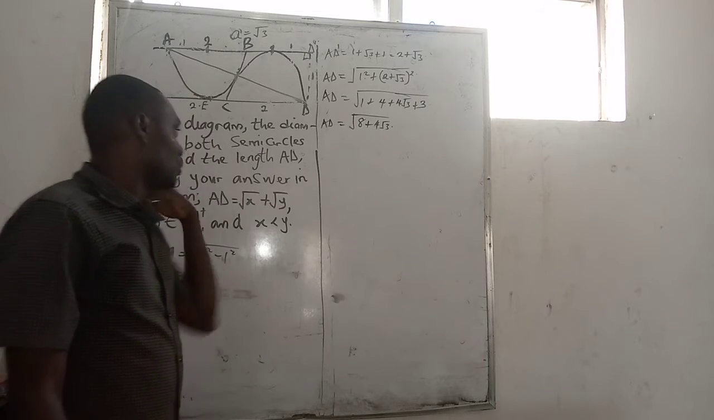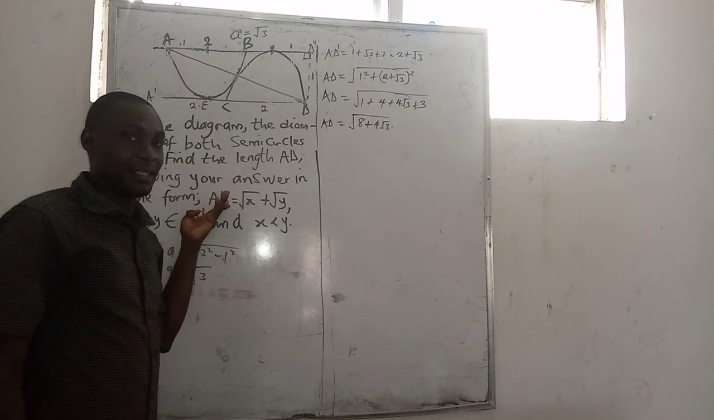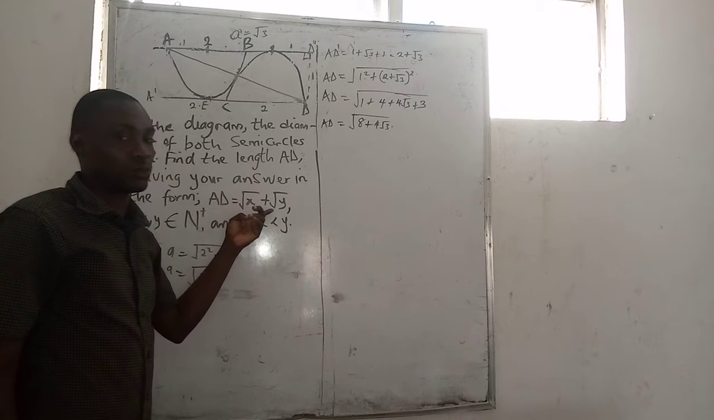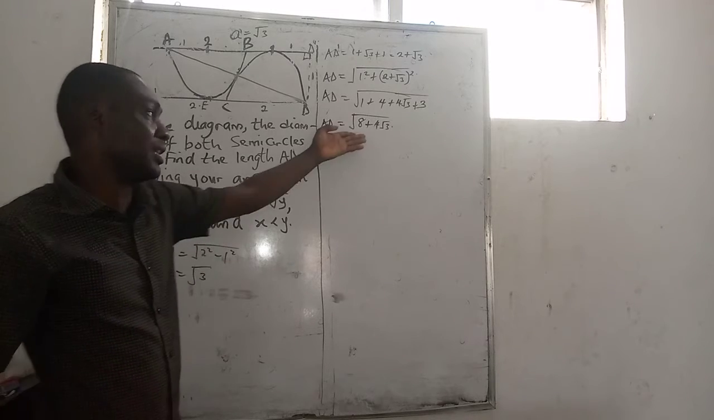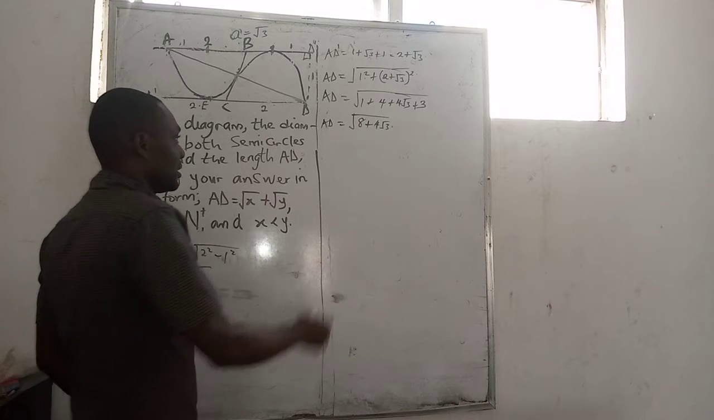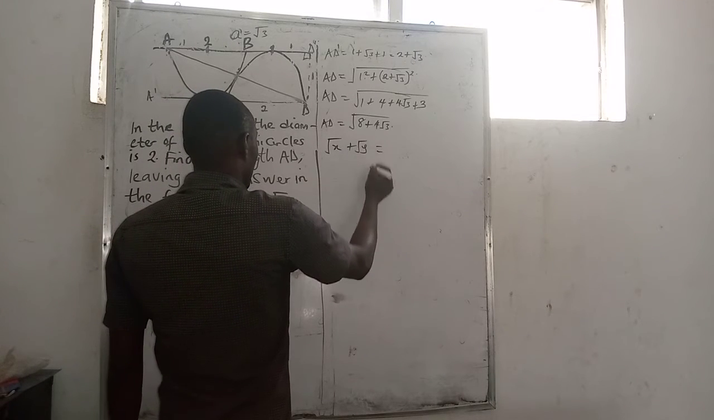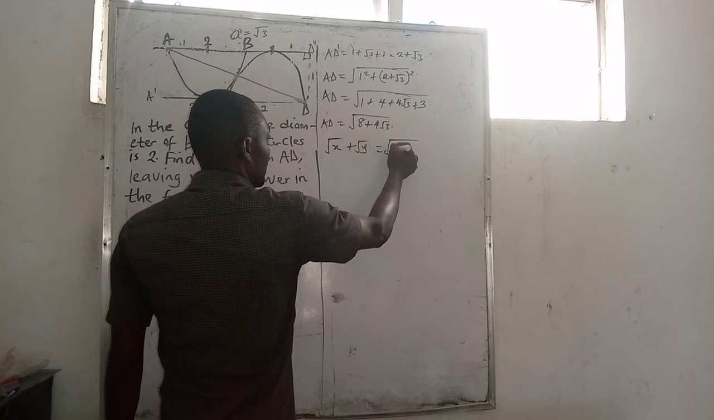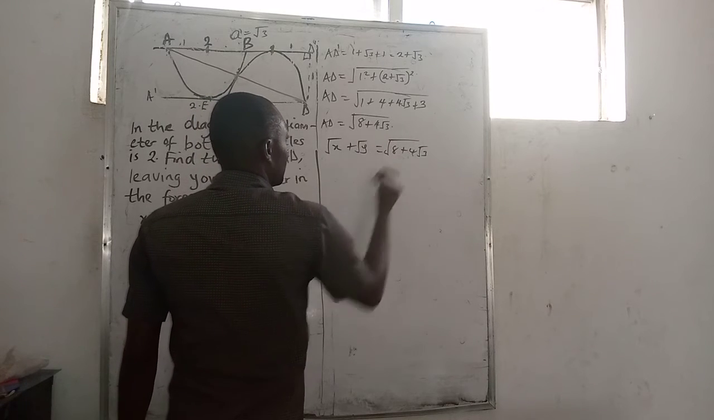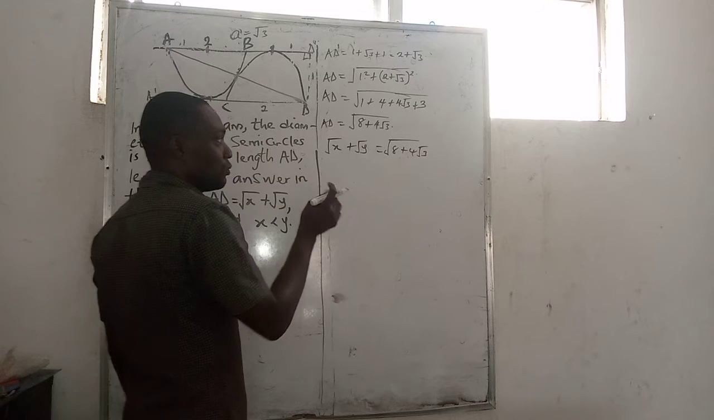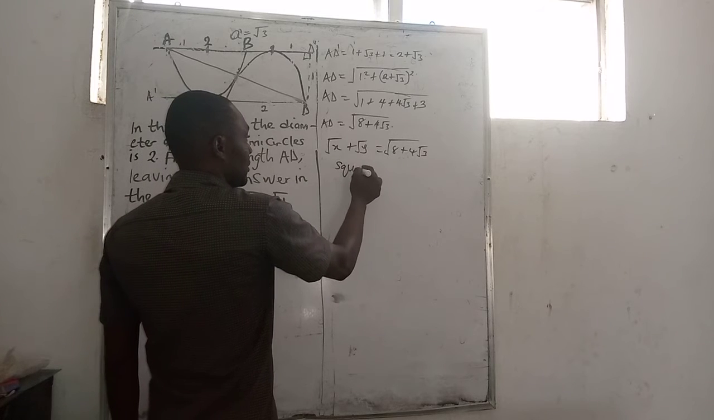Now what do we do? We know that we are talking about AD is equal to root x plus root y. So we compare that, this is AD, so they are equal to each other. So we can say root x plus root y equals root 8 plus 4 root 3. What am I going to do? I'm going to square both sides.